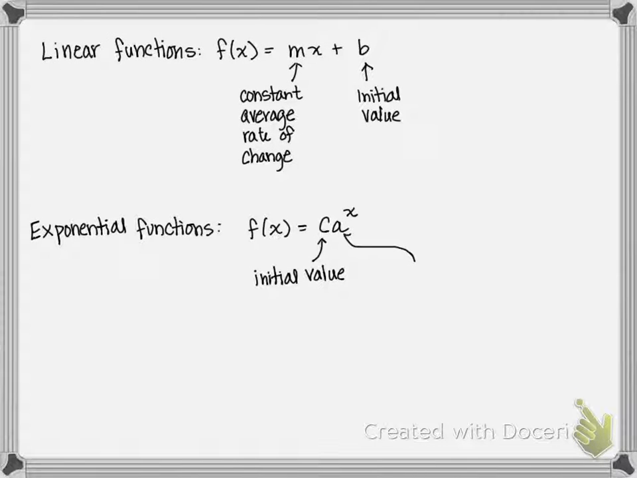And then A is what we call the growth or decay factor. And that number is the number that we're repeatedly multiplying by. So every time we increase x by 1, we're multiplying by another factor of A. So remember, we talked yesterday about how that's related to the growth or decay rate as a percentage.